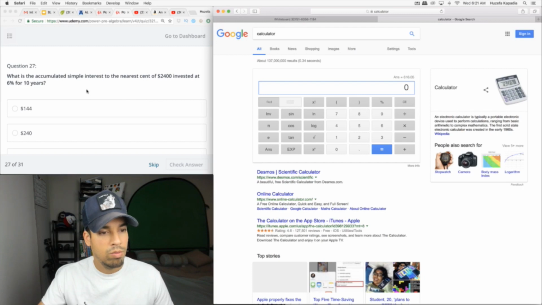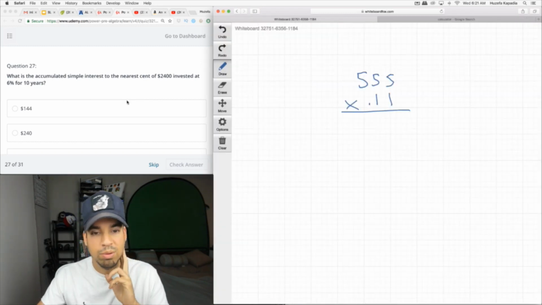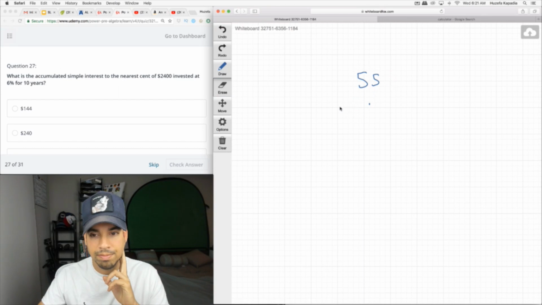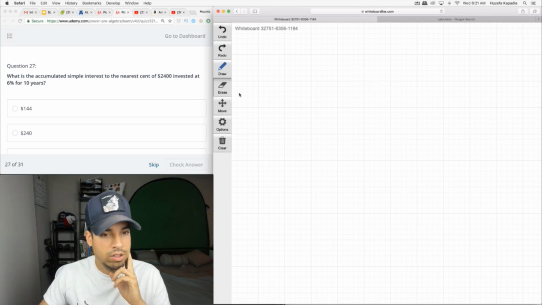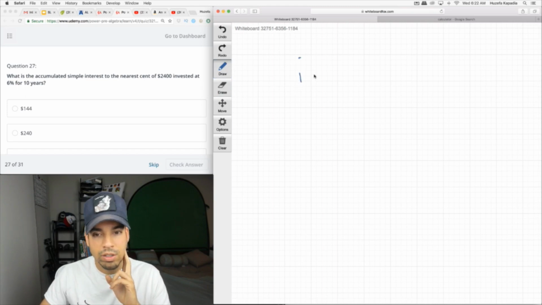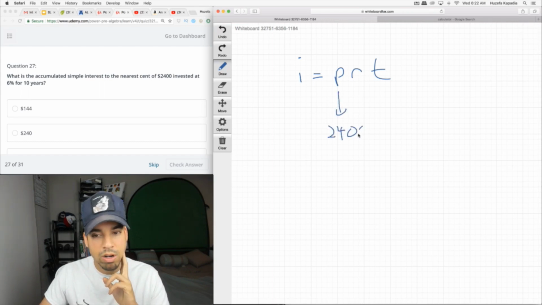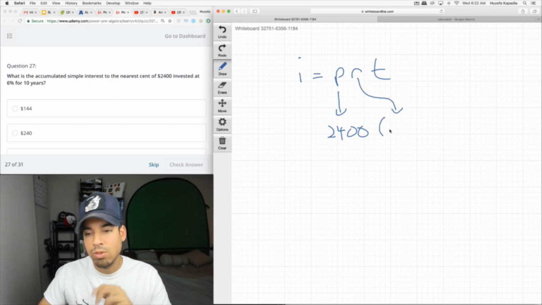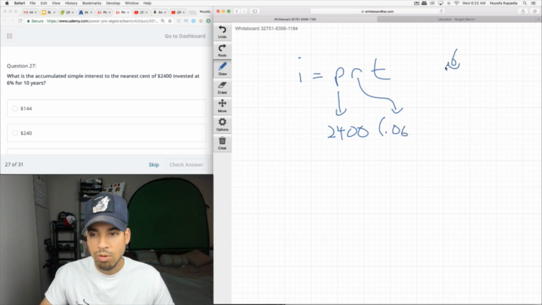All right. What is the accumulated simple interest to the nearest cent of 2,400 invested at 6% for 10 years? The interest equals principal times rate times time. The principal is the amount of money we have, which is 2,400. The rate is the percentage, but as a decimal, so it's not 6%, but it's 0.06, right? We move the decimal over once, twice to get to the decimal equivalent. And then last at 10 years, multiply it all by 10.